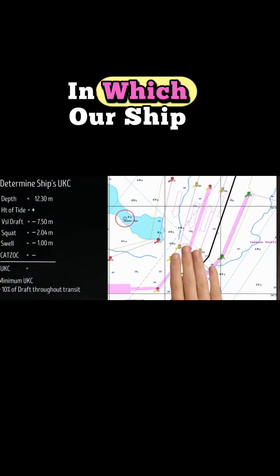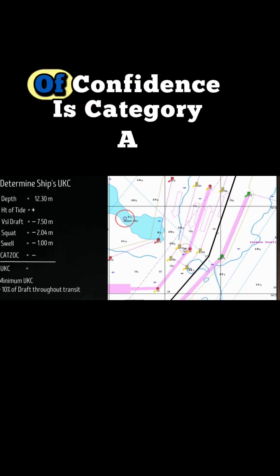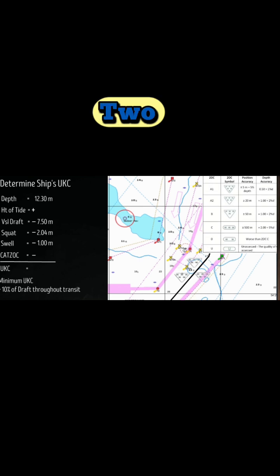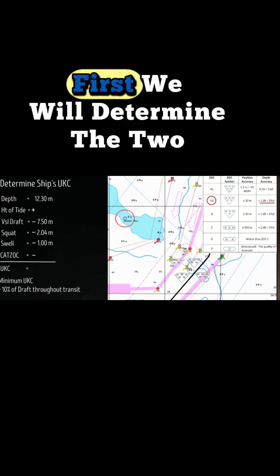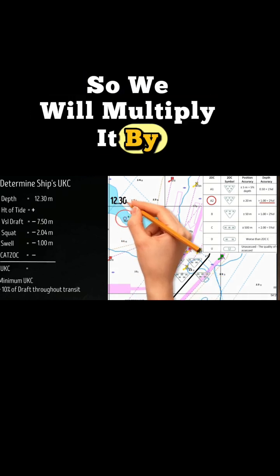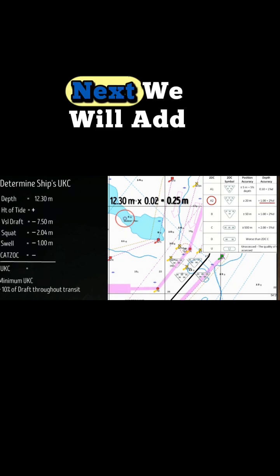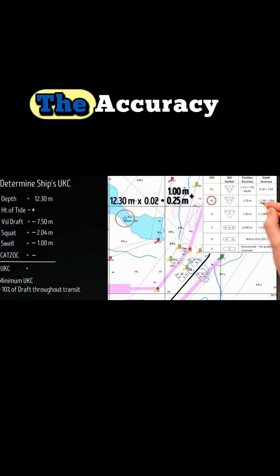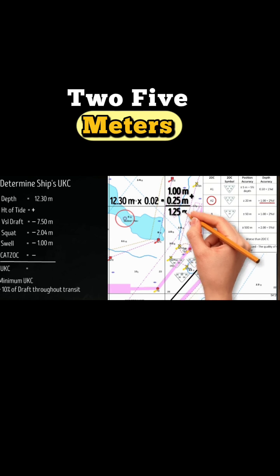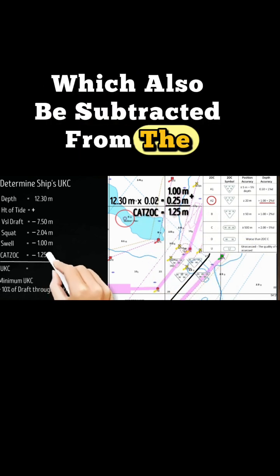In this chart, in which our ship will pass a 12.3 meters depth sounding, let us assume that the zone of confidence is category A2. This may differ from the actual ENC you are using on board. To calculate the depth accuracy, first, we will determine the 2% of 12.3 meters, so we will multiply it by 0.02, and that is equal to 0.25 meter. Next, we will add 1.0 meter, the accuracy is 1.25 meters. This is now the value of our CATZOC, which will also be subtracted from the depth.